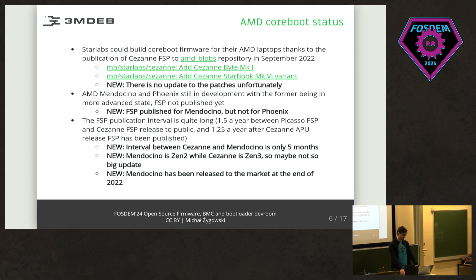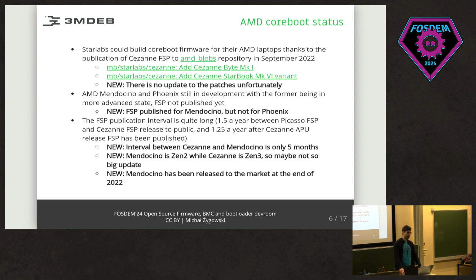Okay, to also recap the recent status of the mobile processors of AMD in coreboot. Last year I talked about the patches that were sent for review by Star Labs. Apparently they had their own design on AMD processors for laptops. However, since then there were unfortunately no updates, and I haven't received any information from Star Labs about any plans or status of it.